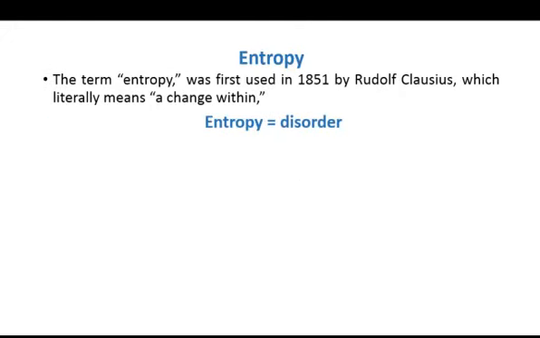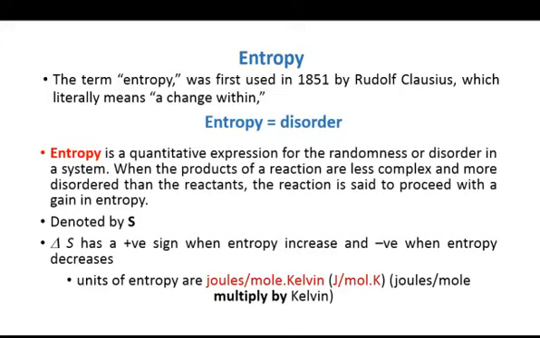Before we study the second law of thermodynamics, we have to get familiar with the term entropy. It was first used in 1851 by Rudolf Clausius, and it literally means a change within a system. In general, entropy can be described as disorder of a system. By definition, entropy is the quantitative expression of the randomness or disorder in a system. When the products of a reaction are less complex and more disordered than the reactants, the reaction is said to proceed with a gain in entropy.